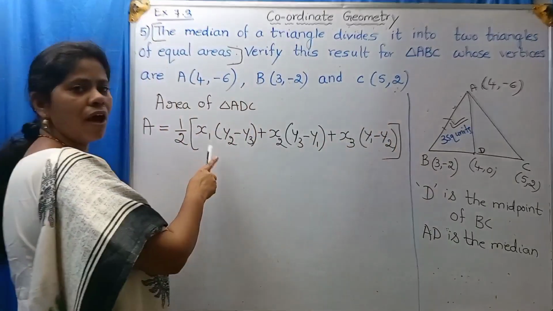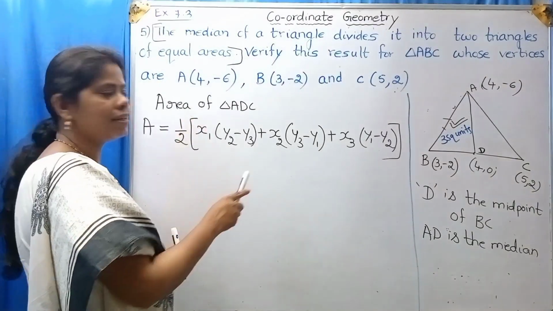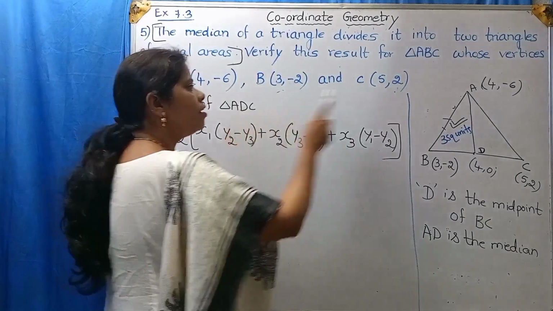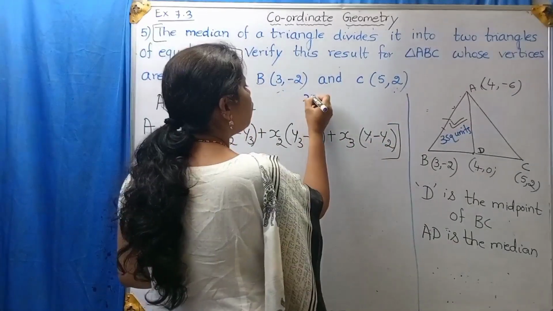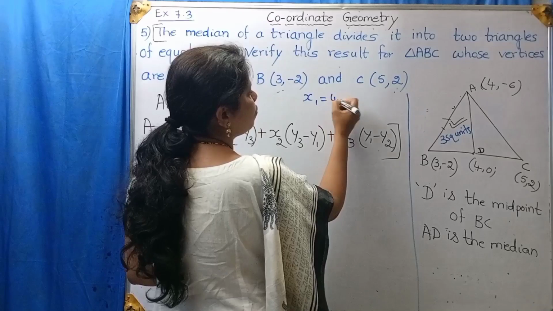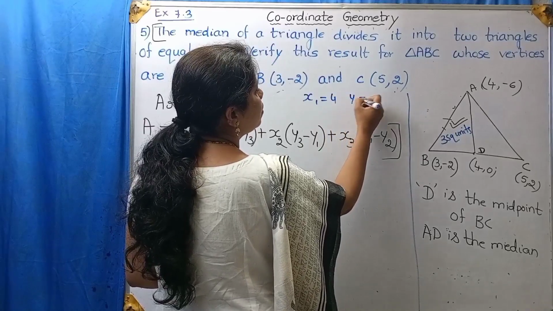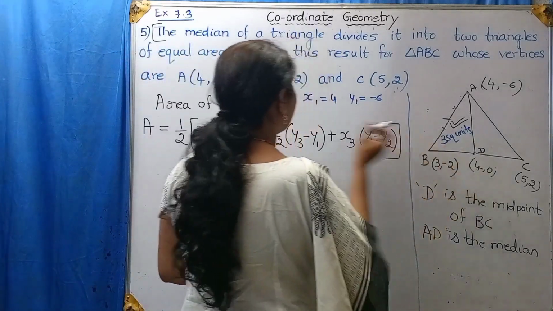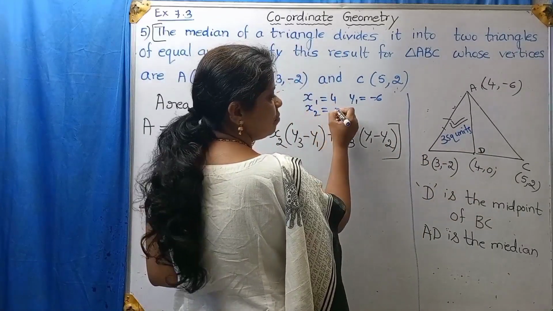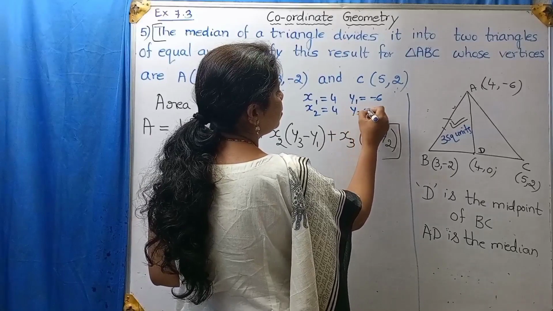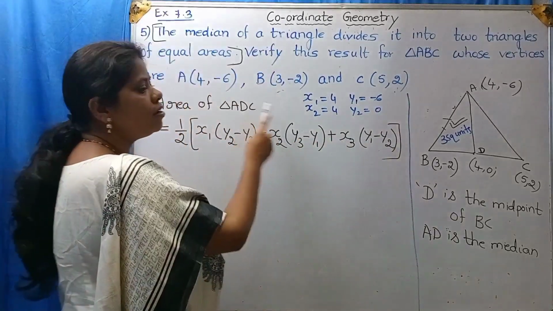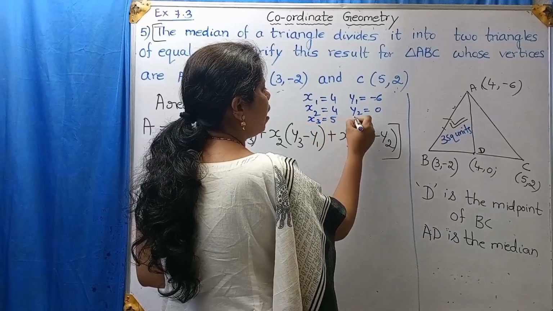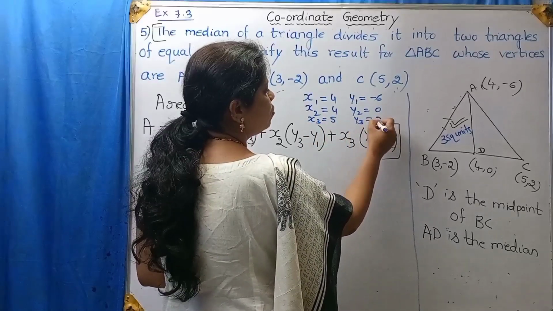Now let us substitute the values of x1 y1, x2 y2 and x3 y3. ADC. The coordinate of A is 4, minus 6. Therefore, x1 is what? 4. And y1 is minus 6. D. The coordinate of D is 4, 0. Therefore, x2 is 4, y2 is 0. And the coordinate of C is 5, 2. Therefore, x3 is 5 and y3 is 2.